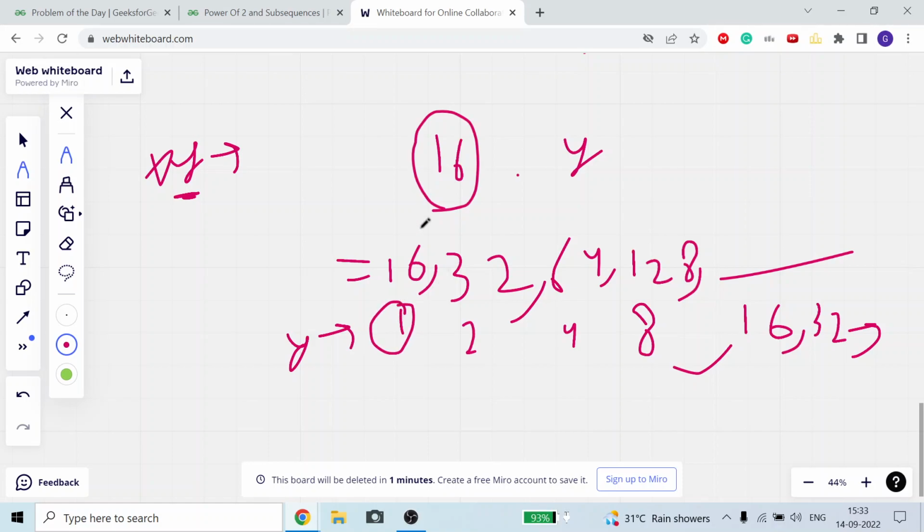Okay, you can take any example. Suppose y is 3, and 16 into 3 is 48, which is not a power of 2. 16 into 5, I think it will be 70, oh sorry, 80. I'm not doing math calculation so much now, that's why they become big. It is not a power of 2. Similarly, if we multiply it with 6, that is 96, not a power of 2. With 7, also not a power of 2. But when we multiply it with 8, it is 128, that is a power of 2.